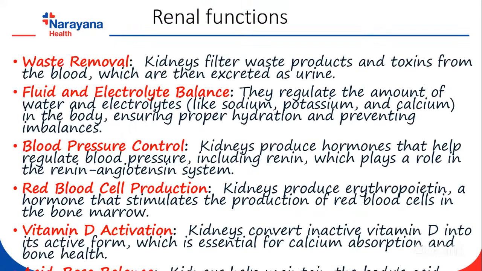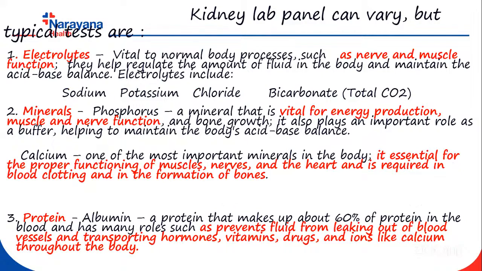Now, coming to renal functions, there are various renal functions, and any abnormality in any of these functions affects the various tests that are there under the renal function tests. Now, what are these renal function tests? The kidney lab panel can vary from lab to lab, but some of the typical tests are as shown over here. Electrolytes, which are very vital for nerve and muscle function: sodium, potassium, chloride, bicarb, and minerals like phosphorus and calcium, which are vital for energy production, muscle and nerve function. And calcium is also very important for muscle, nerve, heart, and for formation of healthy bones.